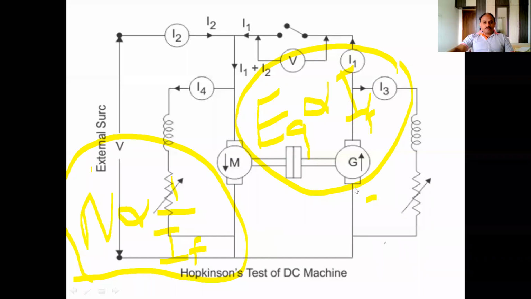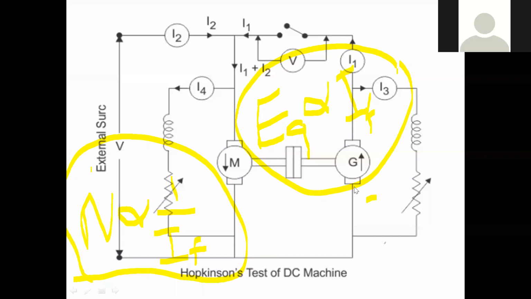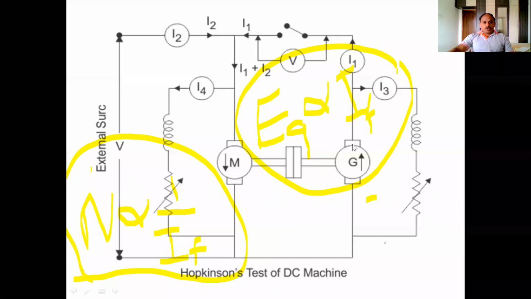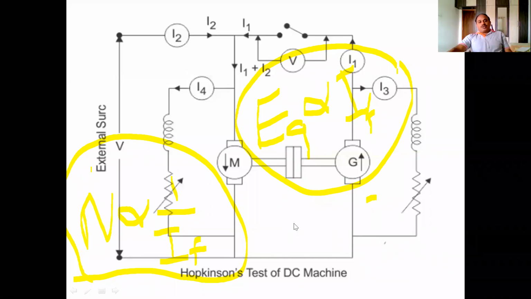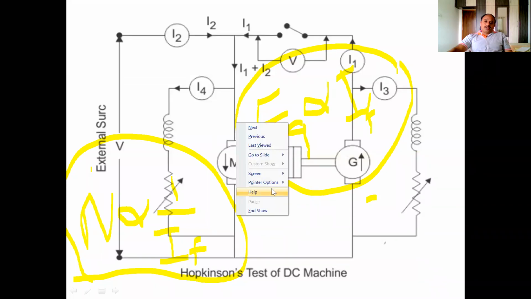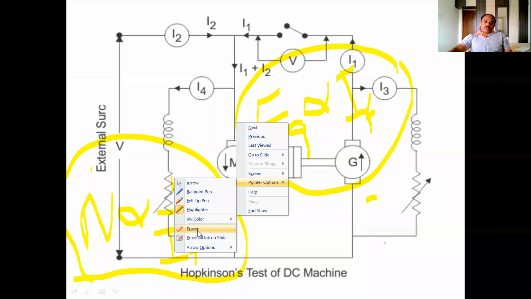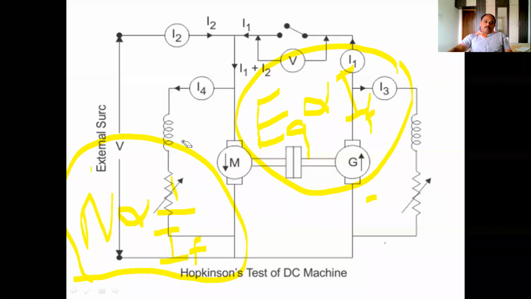So how are the two machines connected in this test? In this test, two machines are connected electrically and mechanically. How are the two machines connected electrically?